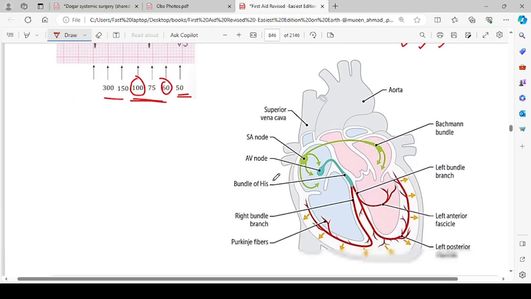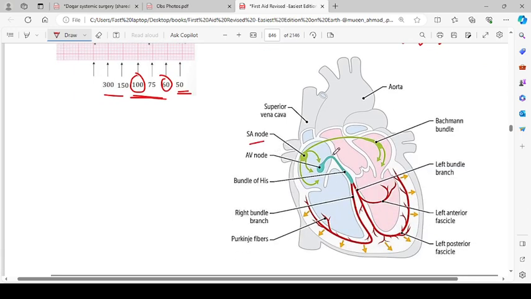So here you can see the conduction pathway. This is the SA node, which supplies the atria, and then the impulses are transferred through the AV node to the bundle of His, which takes them to the bundle branches, left bundle branch and right bundle branch, and then comes the Purkinje fibers.